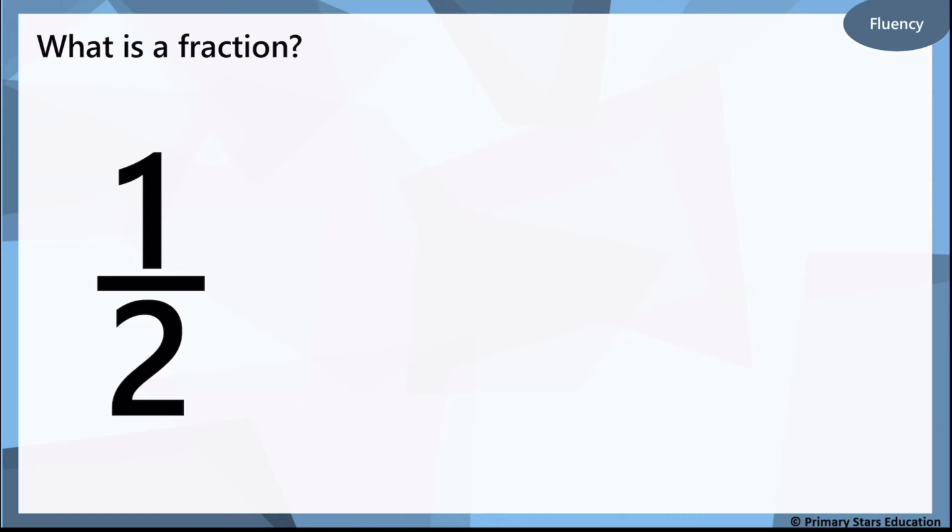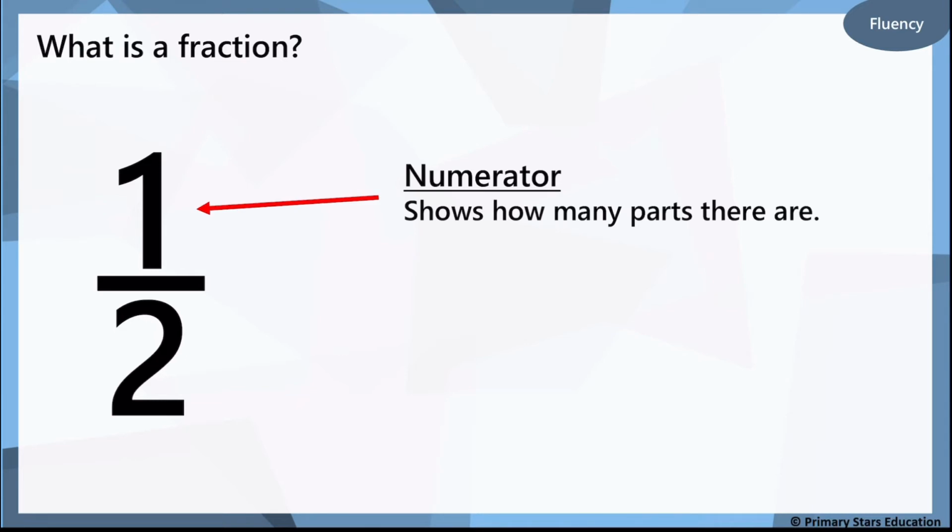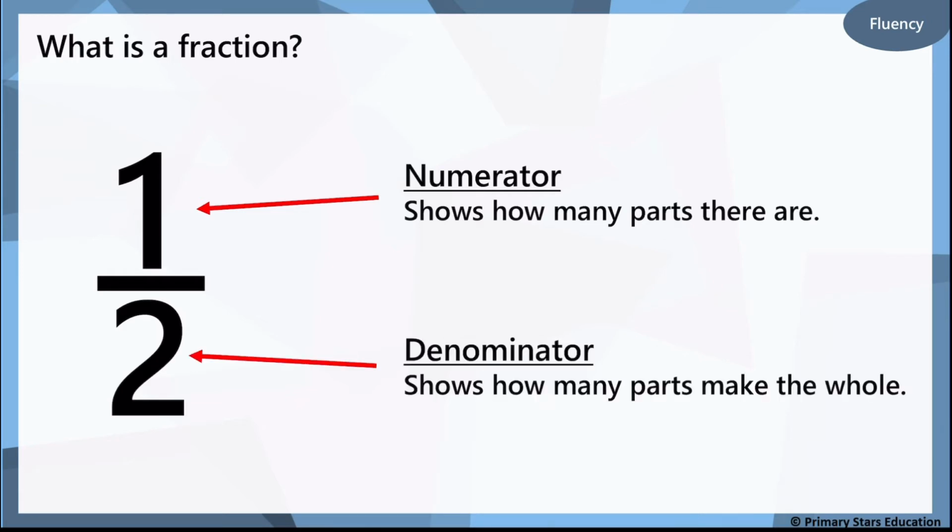So that top number, number 1, is actually called the numerator, and its job is to show how many parts there are. The bottom number, number 2, is called the denominator, and it shows how many parts make the whole. So this fraction is showing me that I've got 1 part out of 2 altogether.